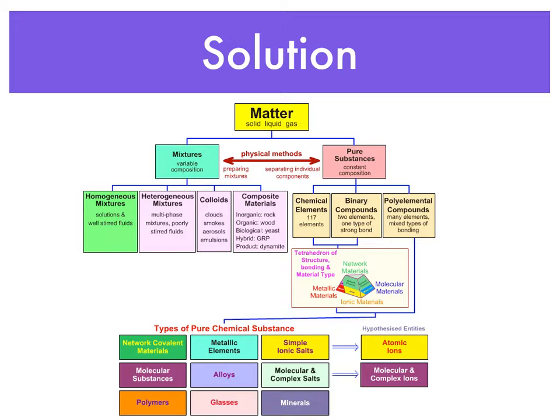We have messed with different avenues of matter. We have mixtures and pure substances. In pure substances, we have chemical elements, binary compounds, polyatomic compounds. With mixtures, you have homogeneous and heterogeneous, colloids and composite materials.